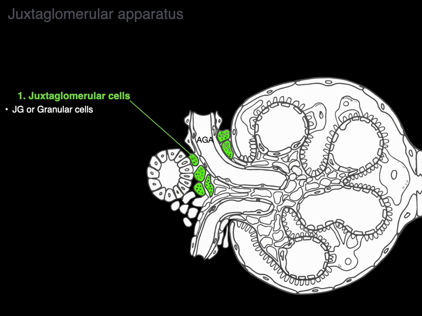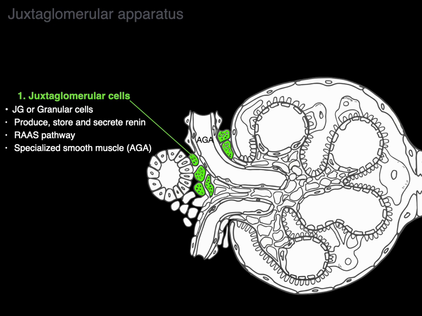Juxtaglomerular cells are also known as JG cells, or they're known as granular cells because when you look inside, these granules are renin. So JG cells produce, store, and secrete renin, which is part of the RAS pathway, the renin angiotensin aldosterone system. These JG cells are specialized or modified smooth muscle from the afferent glomerular arteriole. They also have these beta 1 adrenergic receptors.